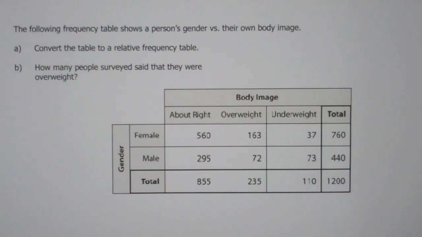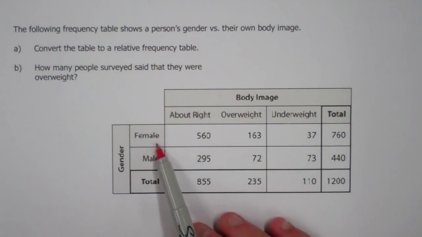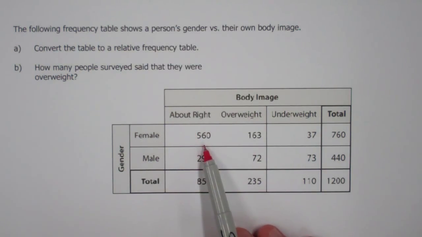In this example, we're going to be looking at a frequency table. This one shows a person's gender versus their own body image. Part A is to convert the table to a relative frequency table. So what we need to do is take each value. In this case, this 560 represents the females who thought their body image was about right.